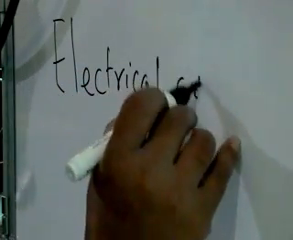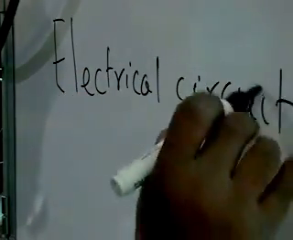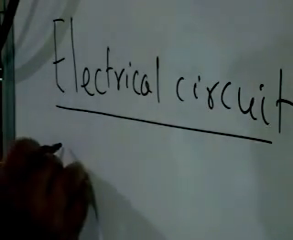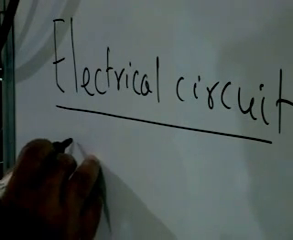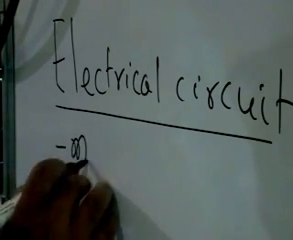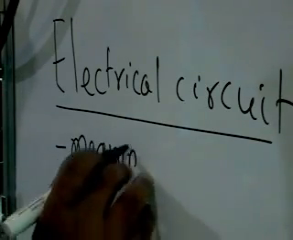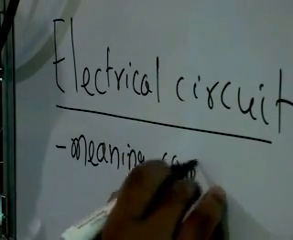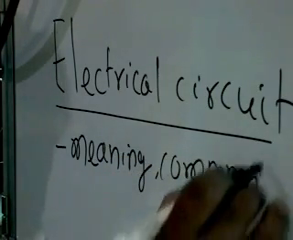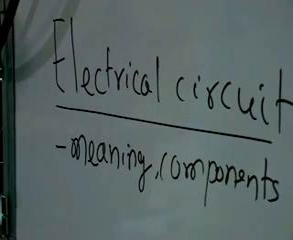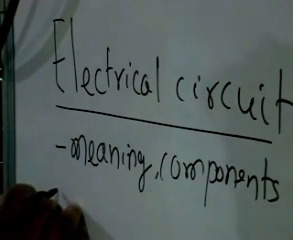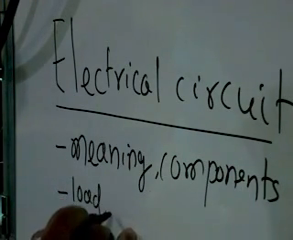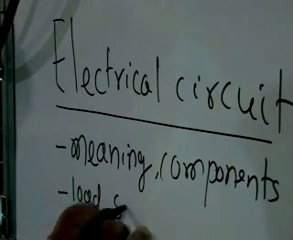Electrical circuit. Number one is the meaning of electrical circuit, components, what is the meaning of load, and what is the meaning of a source of electricity.